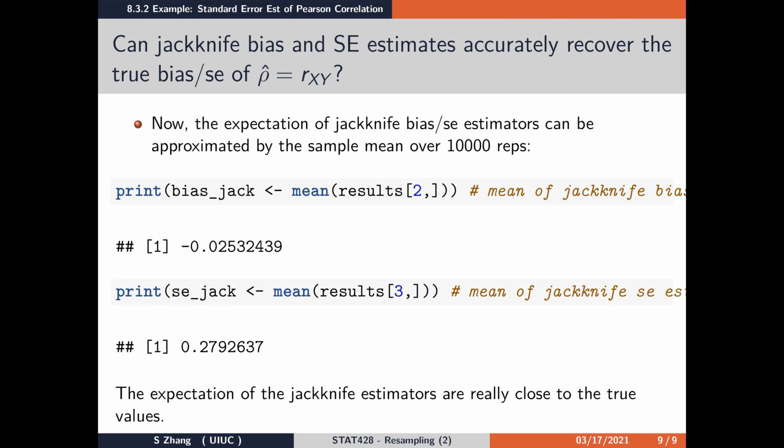As you can see, for this case, where our estimator is rho hat, the Pearson correlation between x1 and x2, the expectation or the sample mean of the jackknife estimators are really close to the true values.